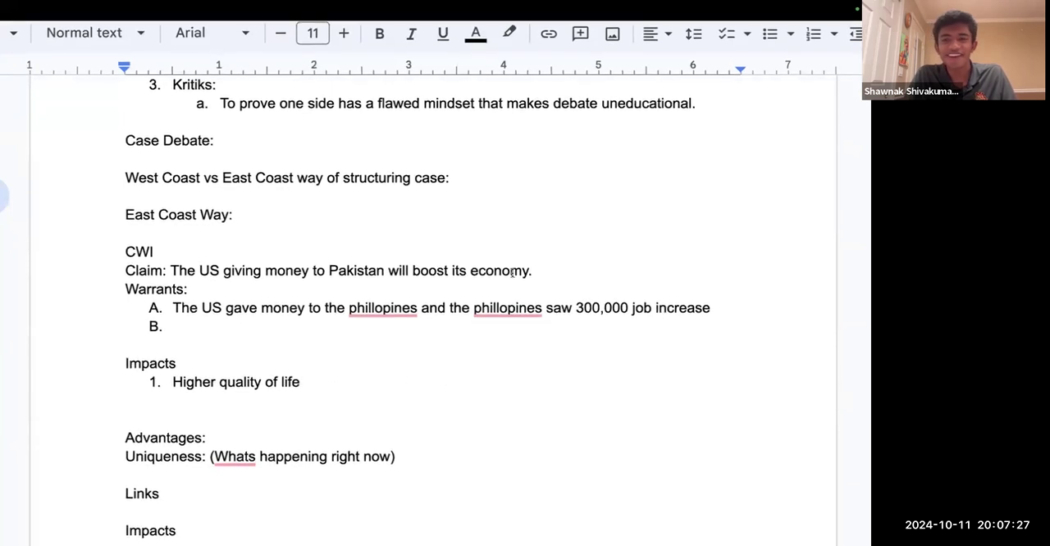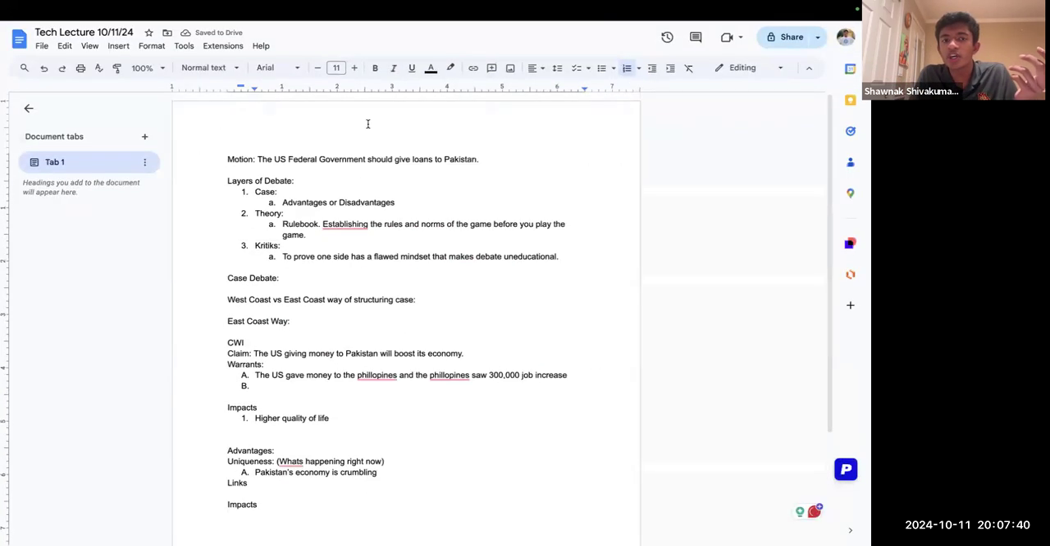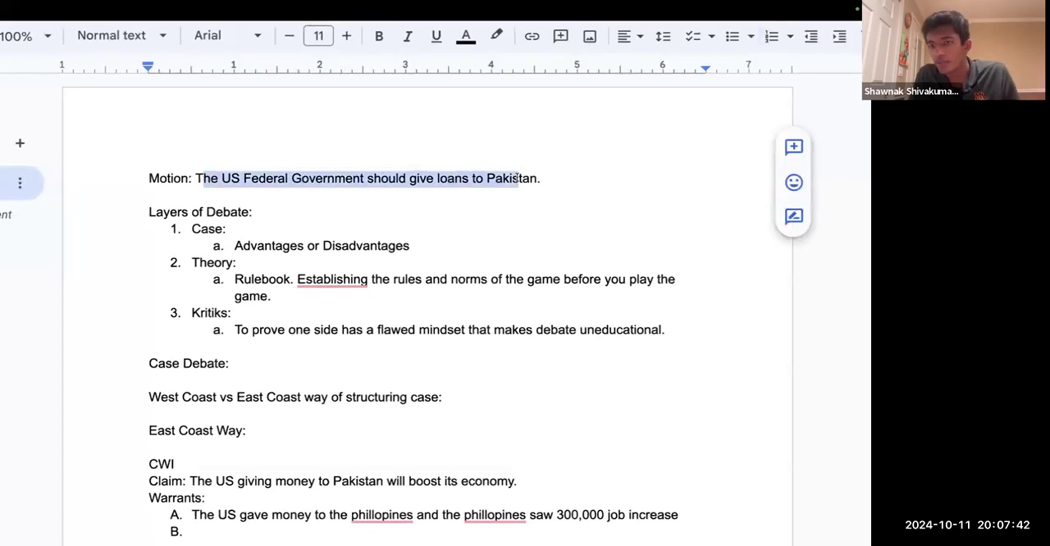Okay. Right now, Pakistan's economy is going bad. It's crumbling. It's not doing well. Otherwise, if Pakistan's economy was doing good, why would we even give a loan in the first place, right?